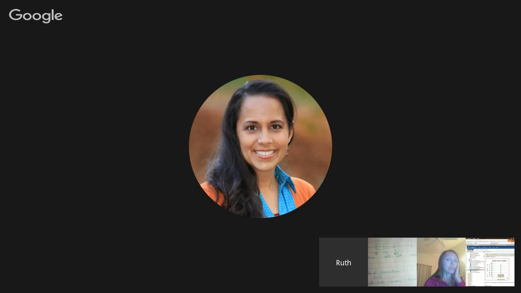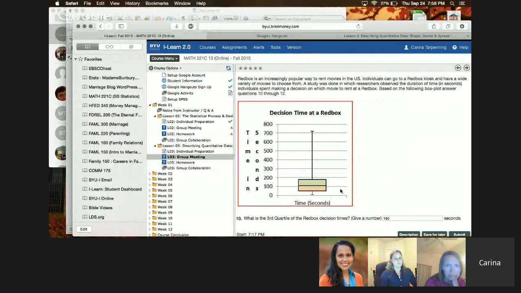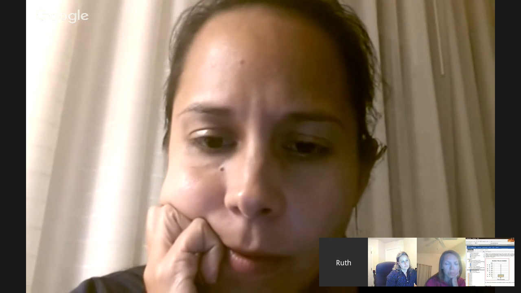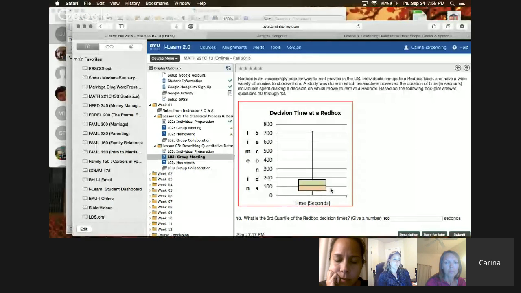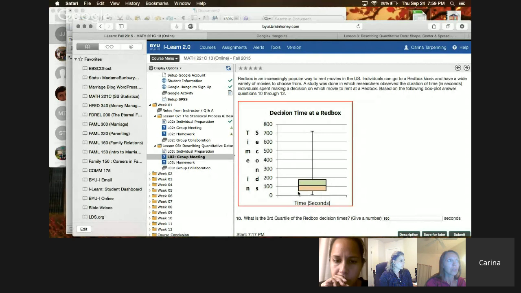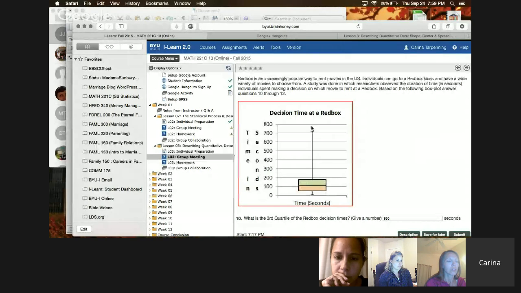So can you guys see my screen right here? Let me see. You see this? Yes. Okay. So this is the minimum. This is the first quartile, or the first bit of the box. So quartile is like a fancy way of saying box. This is the first part of the fancy box, the second part of the box, third part of the box, and then the maximum. Okay.